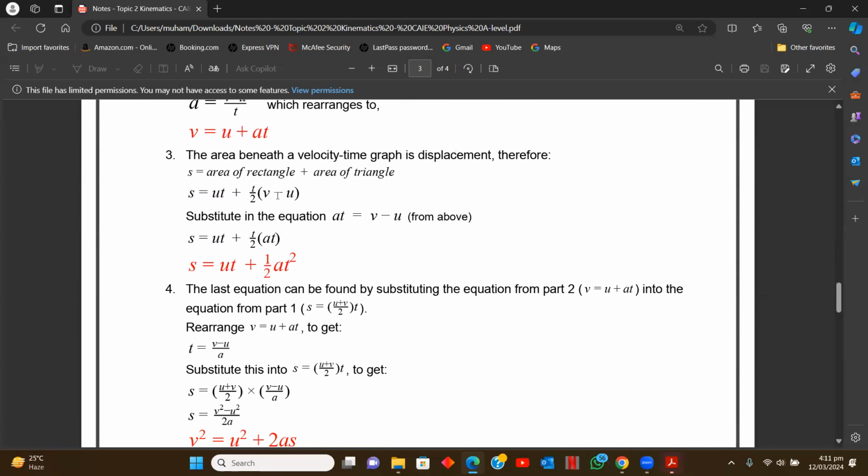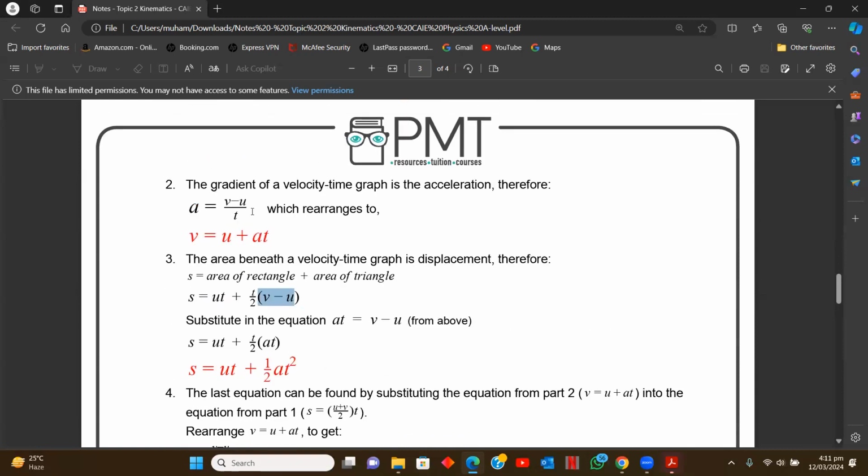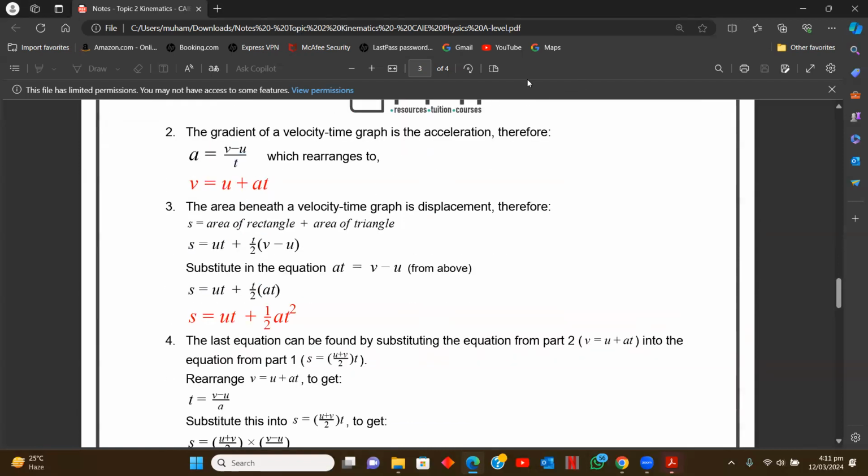And what we're doing here is, instead of v minus u, we're writing at, because v minus u on this side is equal to at. If we multiply t on this side, we write it as at is equal to v minus u. So v minus u is also equal to at. Instead of this entire thing, v minus u, we're just writing at because they are equal. And the rest of the equation is saying ut plus half at.